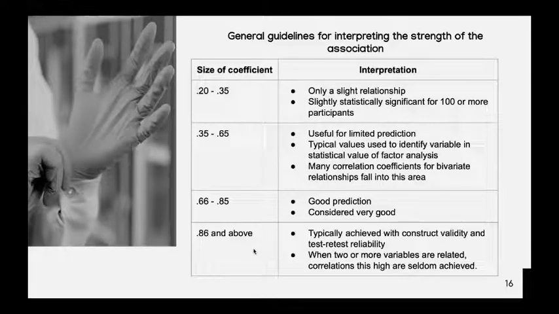Correlations in this range are typically achieved for studies of construct validity or test-retest reliability. In fact, the researchers want their reliability and validity test correlations to be this high. When two or more variables are related, correlations this high are seldom achieved. And if they result, then the two variables actually measure the same underlying traits and should probably be combined in data analysis.